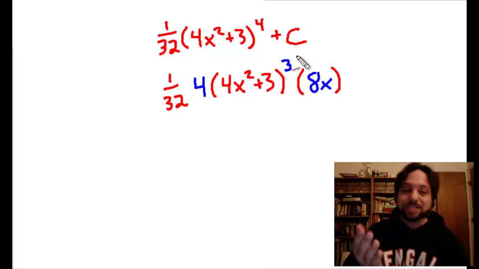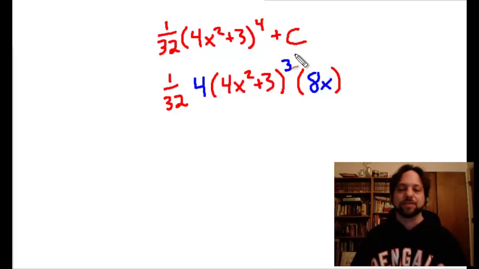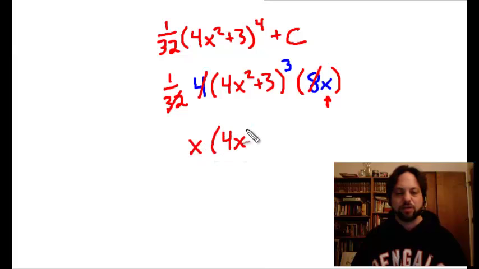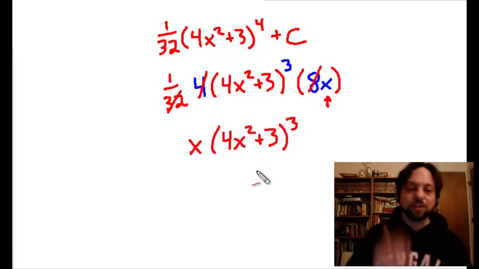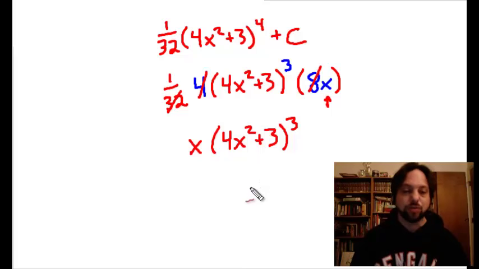Differentiating this plus c, because it's a constant, the derivative is 0, so I'm not even going to bother with that. But if I put all of this stuff together, take a look what I'm going to end up with here. The 8 and the 4 and the 32 are all going to cancel. I still have this x left over. So I have x multiplied by the quantity 4x squared plus 3, quantity cubed. All right, great. So there's a differentiation problem that involved the chain rule.